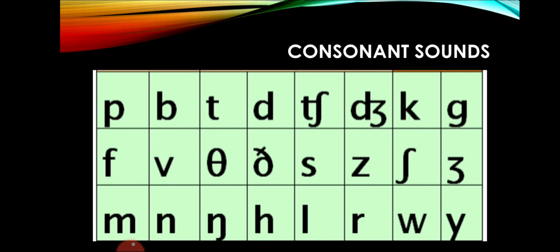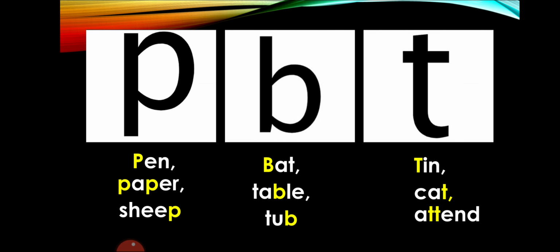Now let us see the chart of consonant sounds, and I have given the chart here of all the 24 symbols. Now let us see all these sounds one by one. The first sound is P, just like P in pen, paper, sheep.